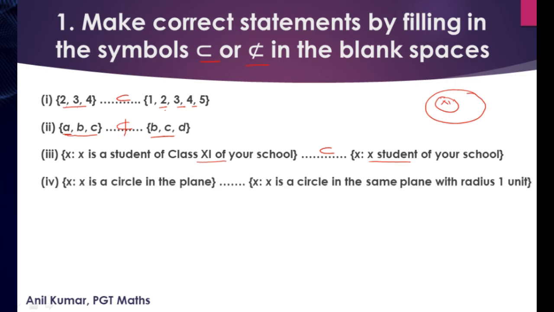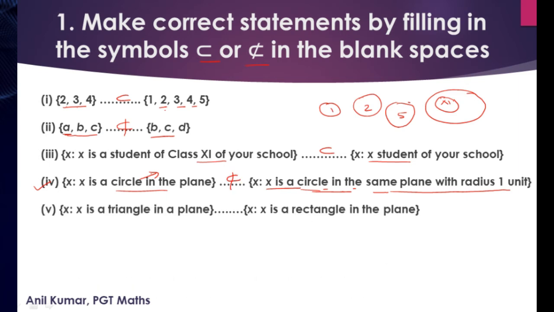X is a circle in a plane. X is a circle with some radius 1. When I say X is a circle in a plane, it means all the circles with radius 1, with radius 2, with radius 5, whatever it may be. On the other hand, on the right side, we have the circles in the same plane with radius 1 unit only. So this right part does not contain all the circles here, because here we have circles of various radius measures. So it is not a subset.